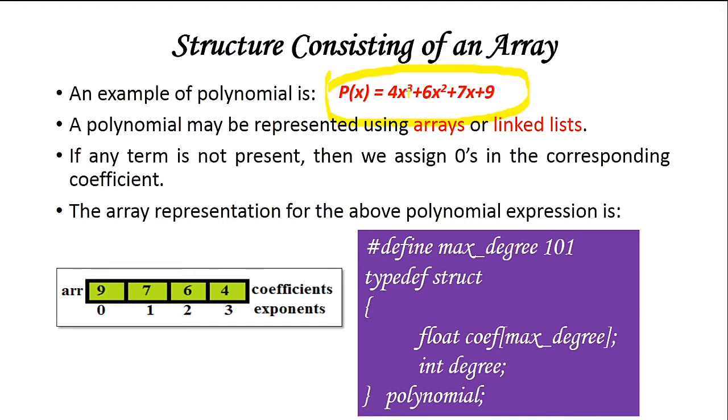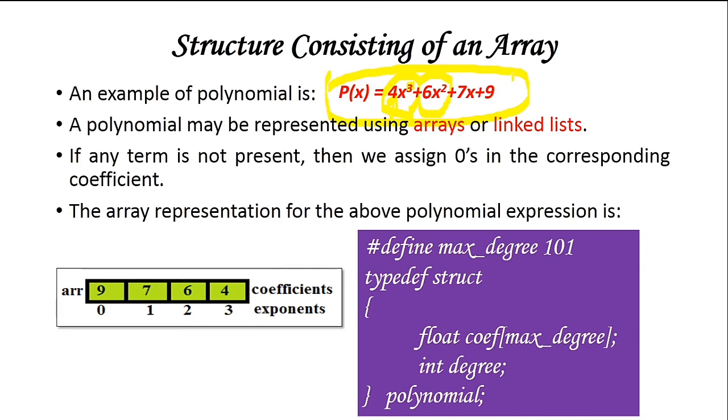So what will happen? This is the coefficient of the polynomial. 4 is the coefficient, 3 is the exponent of that particular term. This is one term of the polynomial. This is one more term of the polynomial. Like that we have 4 different terms. So here the coefficient is 4, exponent is 3; coefficient is 6, exponent is 2; coefficient is 7, exponent is 1, x to the power 1; and here the coefficient is 9 and x to the power 0.